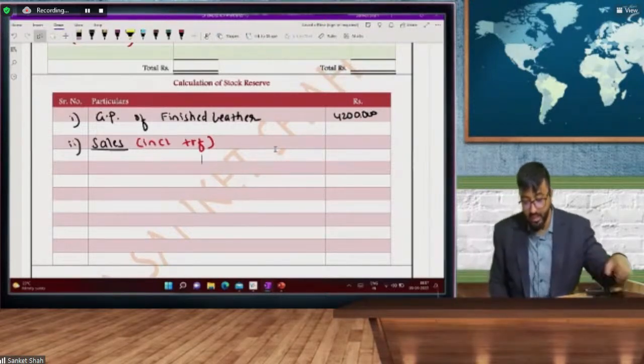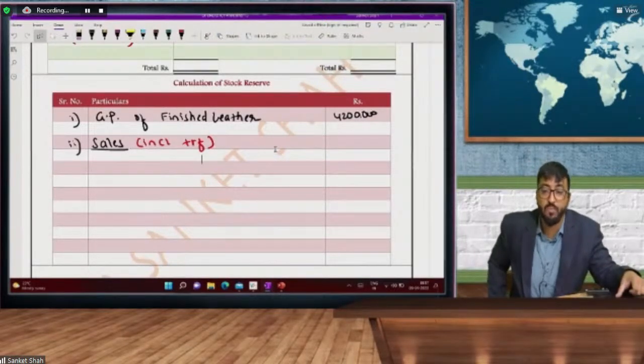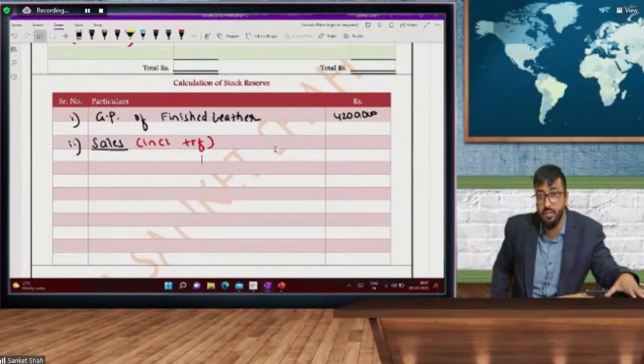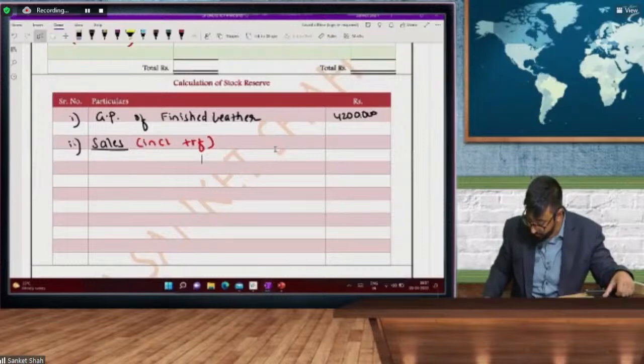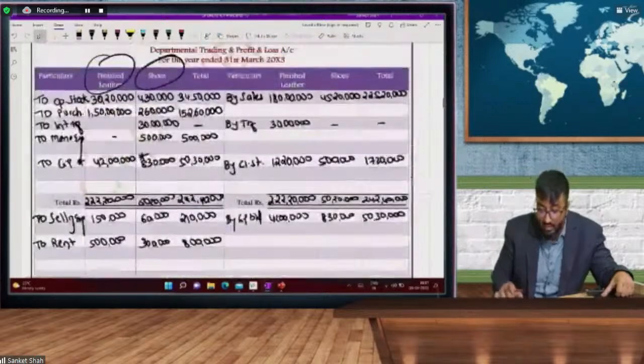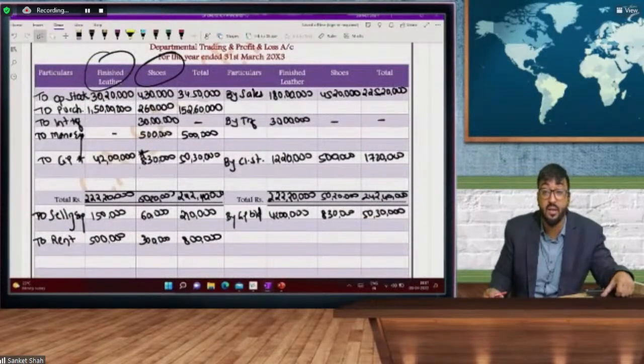So let's start once again. Calculation of stock reserve. Now this is the last. GP of finished leather. Whose profit will you consider? Sender. Who is sender? Leather department. So leather department's GP. Sales: you will consider not only sales but also internal transfer, because you send these goods at profit.